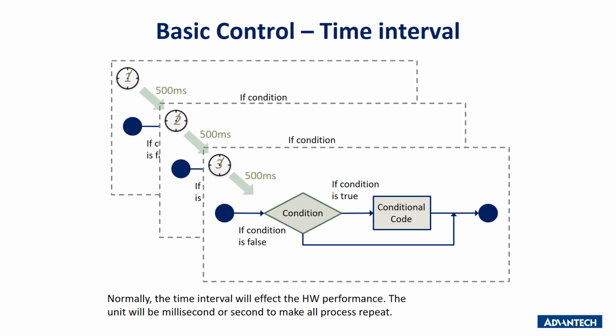Time intervals can make all the control logic repeat and continue. For example, you can add a condition function into a process, then use time intervals to repeat the condition every 500 milliseconds until an exception. It can make the control system automatically do some actions without human control.